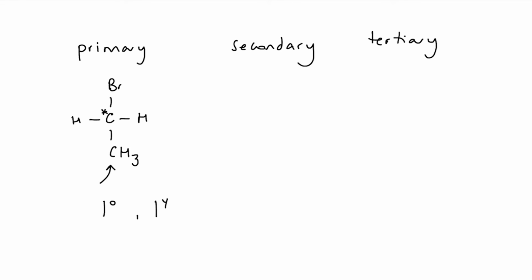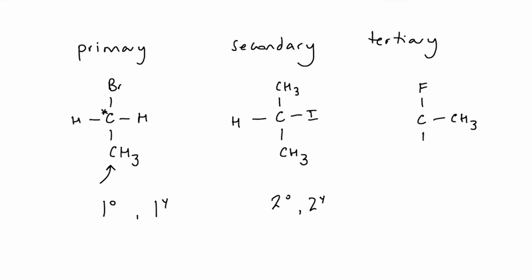Secondary, we've got 2 alkyl groups. So, might have a methyl group there. Let's put in a halogen, another methyl group, and this would be a secondary haloalkane or halogenoalkane. And finally, tertiary, I'm sure you have guessed, we have got 3 alkyl groups, and obviously they don't have to be methyl, they could be anything. So that would be tertiary or 3 with a little y.